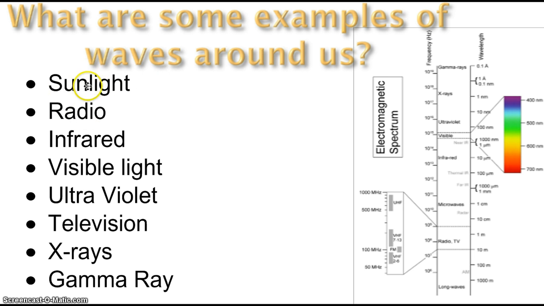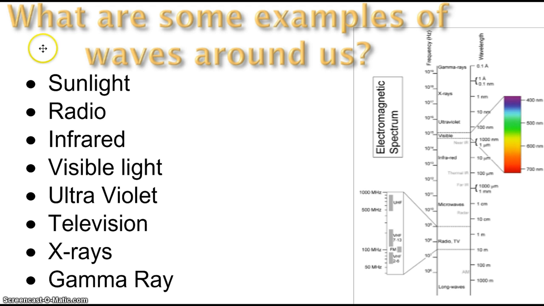Examples of electromagnetic waves are all around us. Sunlight, which includes all of these waves, comes from the sun. And these waves include radio, infrared, visible light, ultraviolet, television, X-rays, gamma rays. All of these rays could be hitting you right now, although some of them are in very small doses or some are not even at all.